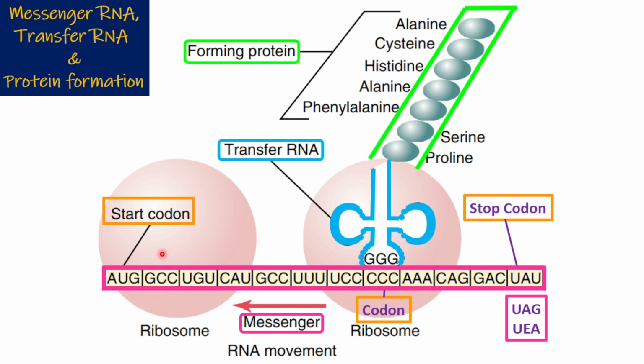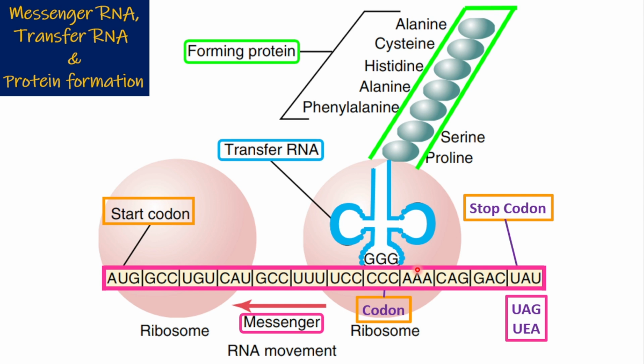On the ribosome, there is messenger RNA, which has come from the nucleus into the cytoplasm, taking the message of the DNA in the form of codons to the ribosomes for the formation of the proteins.